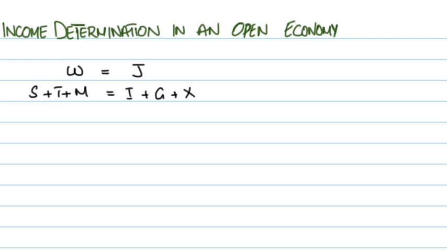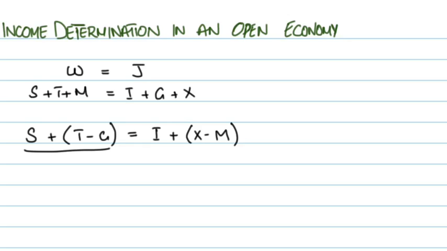Now, if I rearrange this in this form, S plus T minus G equals I plus X minus M. What I get is desired national savings equals desired national asset formation. What am I talking about?